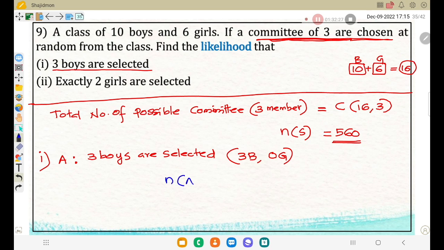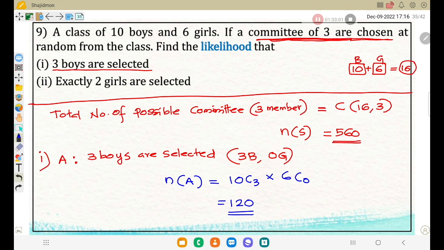So number of A equals, how are we calculating? 3 boys we need to get. How many boys do we have? 10 boys. So from 10, selecting 3 means 10C3, correct? 10 boys, 3 combination we are selecting. Multiply, how many girls do we need? 0. How many girls do we have? 6. So from 6, 0 we are selecting. 6C0 means 1. So totally we will get 120. Okay, 120 ways we can select.